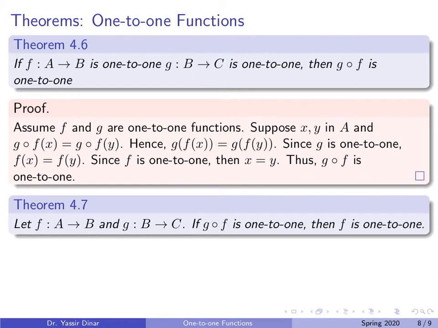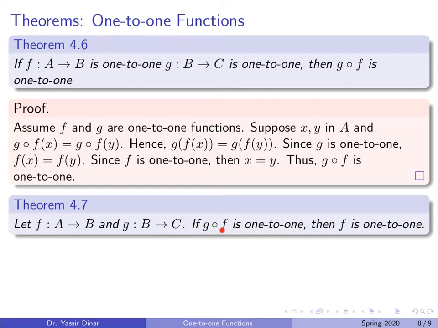Another theorem. Let f be a function from a set A to the set B, and g is a function from a set B to the set C. If the composition of f and g, which gives me this function g circle f, is a one-to-one function, then the first one, f, is 1 to 1. The proof also is a direct proof.